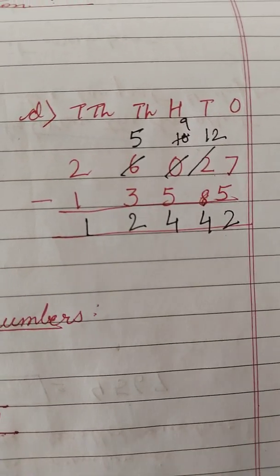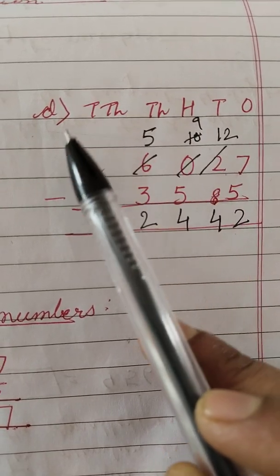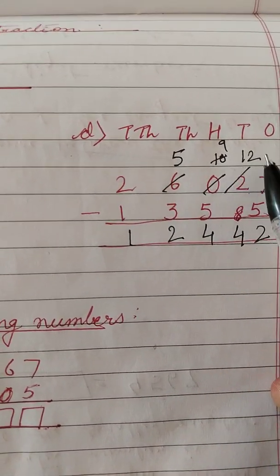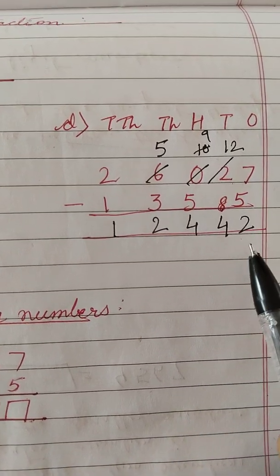Children, in a subtraction sum, this borrowing is very important. You have to be very alert when you are borrowing. If you make a mistake here, you will not get the correct answer.